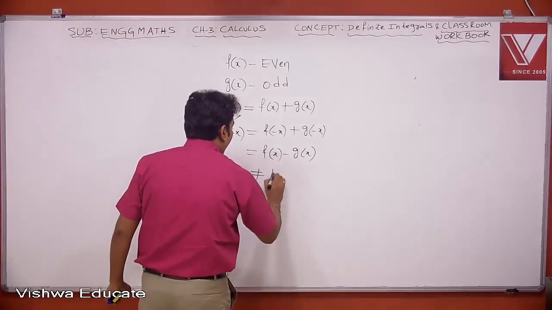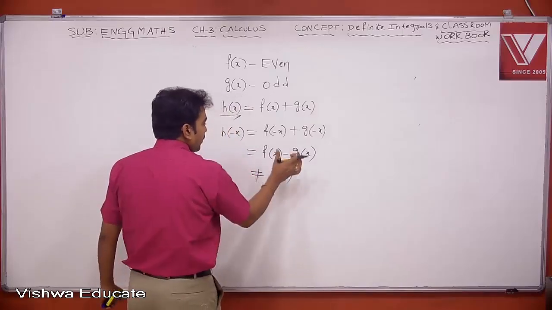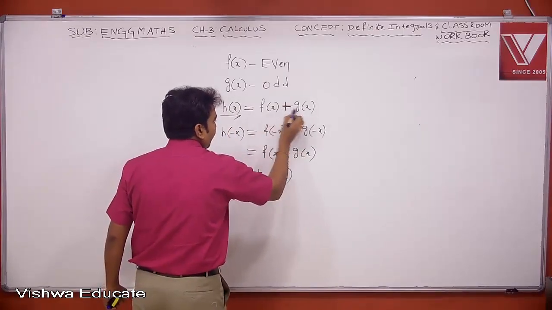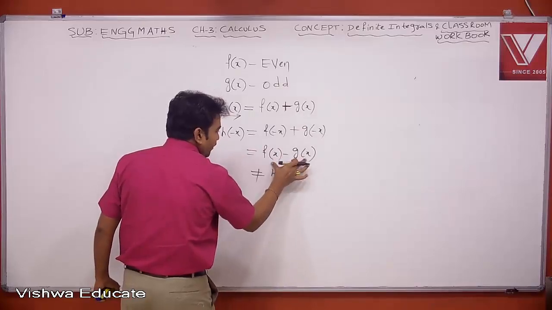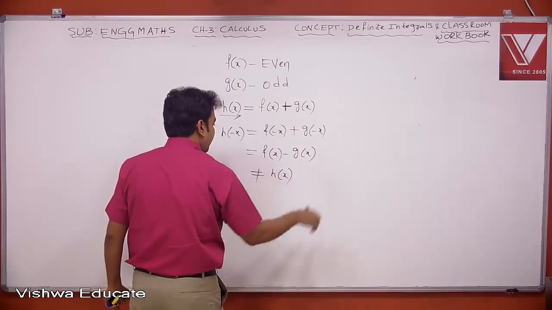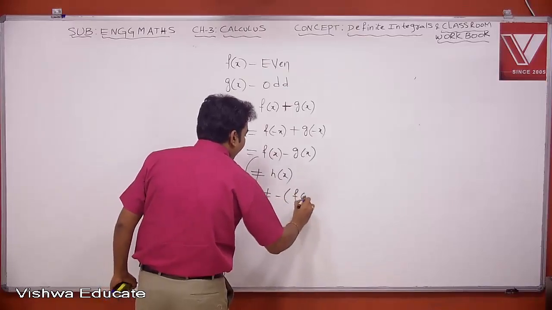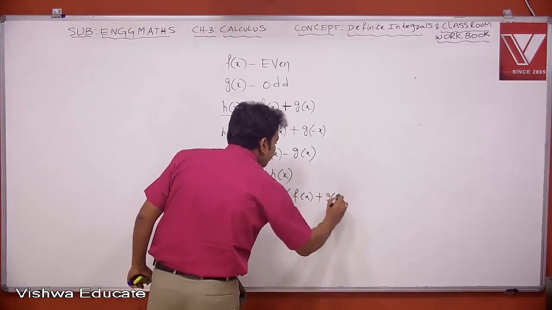Here this is not equal to h of x, because h of x is this. In the case of h of x, we have a plus between f and g, but this has a minus in between f and g, so this is not equal to h of x. Even the same expression is not equal to minus of f of x plus g of x.